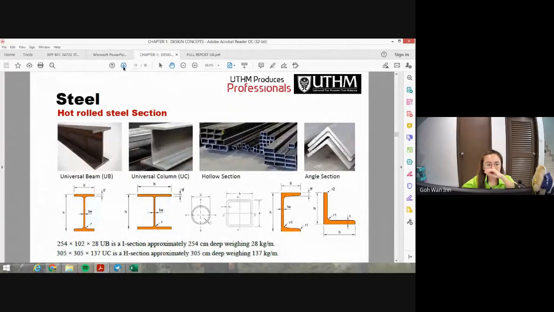You can see hot rolled steel sections, for example the universal beam. Buildings like factories with wide spans will normally go for steel structures. There are universal beams, columns, hollow sections, angle sections, and so on. For the steel subject, you have another steel subject, if not mistaken in year 3 or year 4, where you will learn steel structures together with timber.